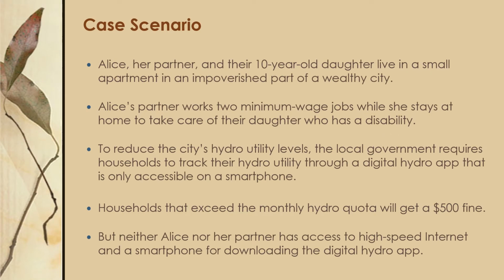Here's a case scenario for your consideration. Alice, her partner, and their 10-year-old daughter live in a small apartment in an impoverished part of a wealthy city. Alice's partner works 2 minimum wage jobs while she stays at home to take care of their daughter who has a disability. To reduce the city's hydro utility levels, the local government requires households to track their hydro utility through a digital hydro app that is only accessible on a smartphone. Households that exceed the monthly hydro quota will get a $500 fine. But neither Alice nor her partner has access to high-speed internet and a smartphone for downloading the digital hydro app.